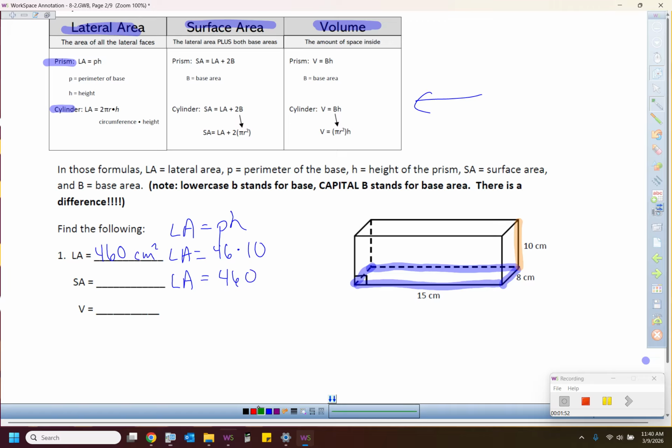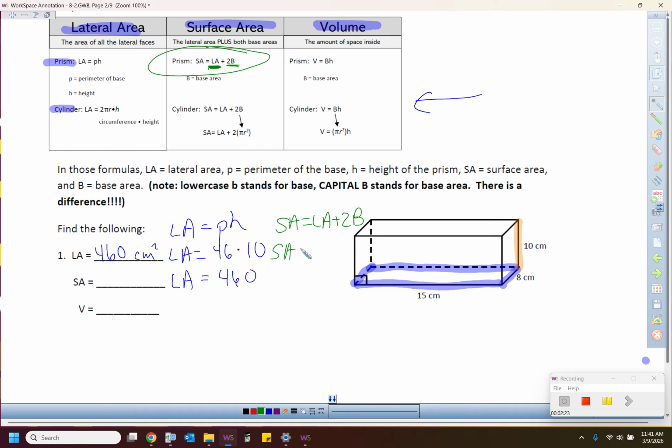Then if you notice the surface area, all we got to do is add two base areas to it. So for a prism, we have the lateral area plus two base areas. So I'm going to go somewhere else. If you're going to go down further, great. Leave a space to where your work isn't all flowing together. Or I could go off to the side. Surface area equals lateral area plus two base areas. Notice it's a capital B, not a lowercase b. They mean different things. Lowercase b means base. Capital B means base area.